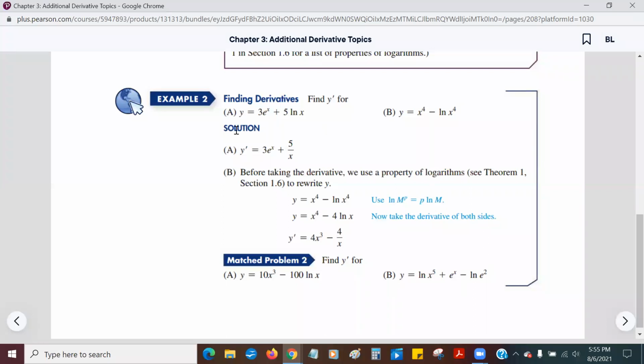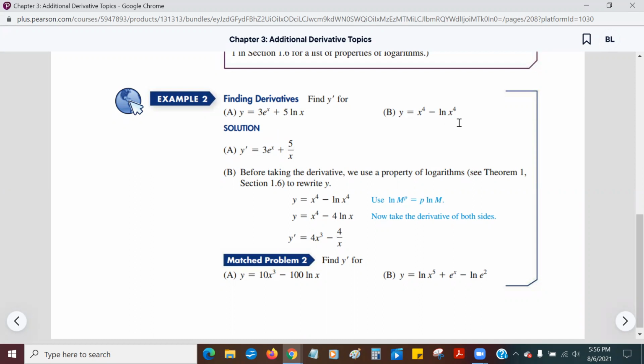So if I have y is equal to 3 e to the x plus 5 ln x, then y prime is equal to 3 e to the x, because that just stays the same, plus 5 times 1 over x, which is 5 over x. This is going to be 4x to the third minus.